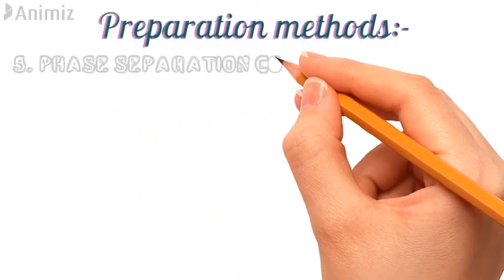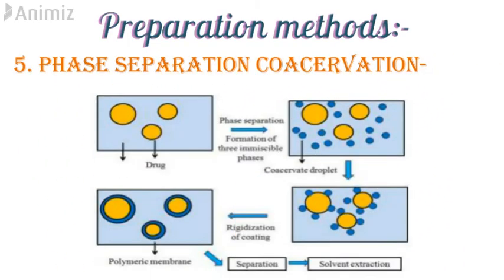The next method is called phase separation coacervation. This technique is based on the principle that decreasing the solubility of polymer in the organic phase will lead to formation of a polymer-rich phase, which is called the coacervate. In this method, the drug particles are dispersed in a solution of polymer and an incompatible polymer is added to the system, which makes the first polymer phase separate and engulf the particle. Addition of non-solvent results in solidification of the polymer and hence the microspheres are formed.